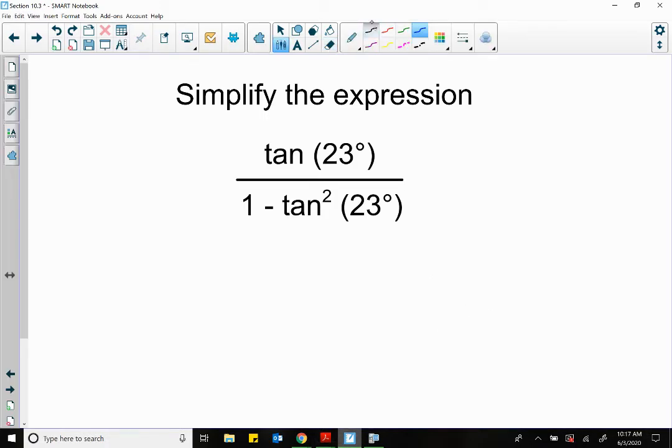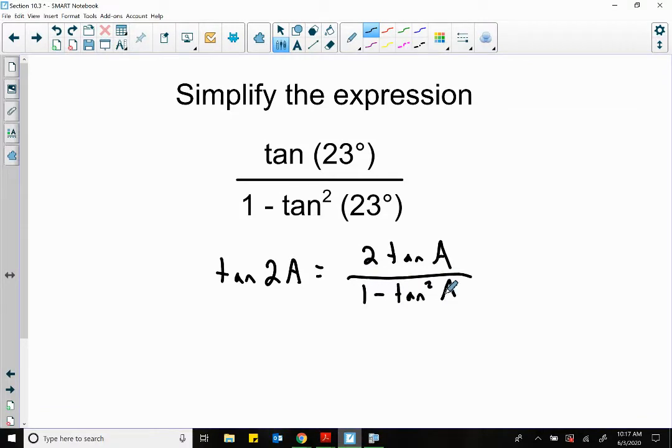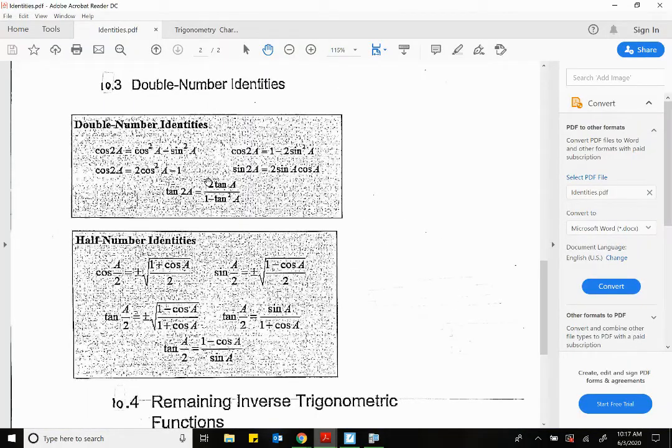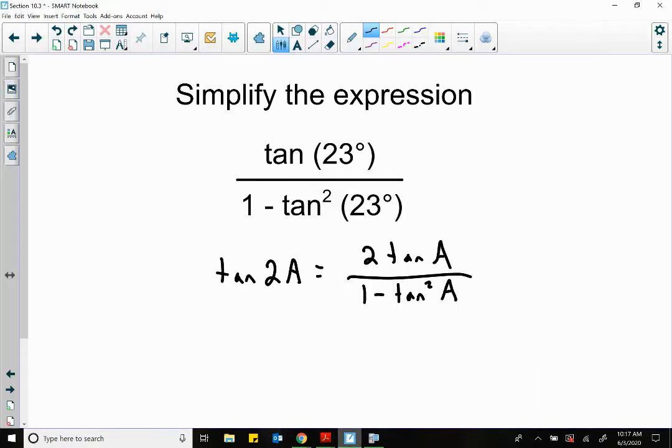So let's write down what we know about the tangent double angle. Tangent double angle is equal to 2 tangent A all over 1 minus tangent squared A. Let me double check that. Yeah, 2 tangent A over 1 minus tangent squared A. Now, notice that this guy up here is missing the 2. This is really, really close to the double angle for tangent, but I'm missing a 2 up here. See, there's a 2 there, but I'm missing it up here.